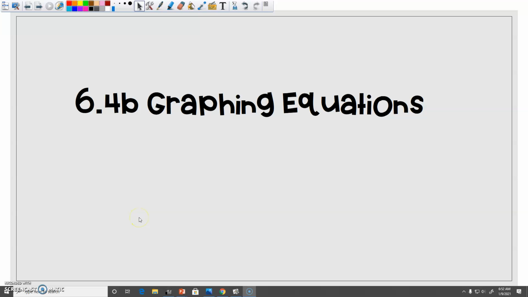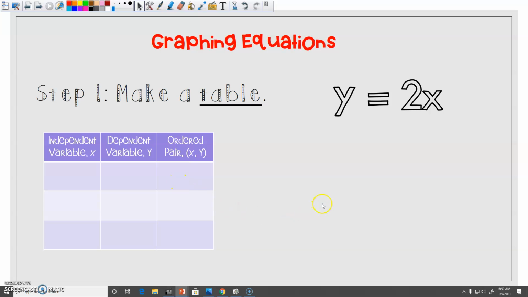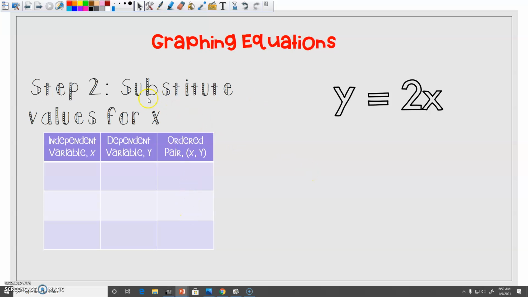So today we're going to be graphing equations, and our very first step is to make a table. Right here I have an equation, and the first thing I'm going to do is make this table. I know that it's drawn for you, but that won't always be the case. So you'll want your x first, then your y, and a column for ordered pairs for ease of graphing. Step 2, you're going to substitute values for x so that we can fill in this table.